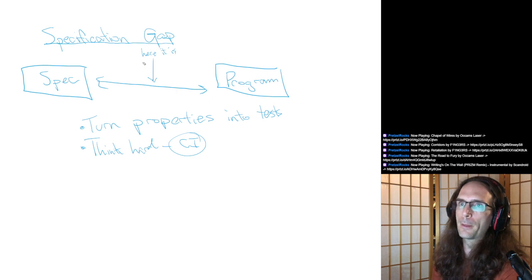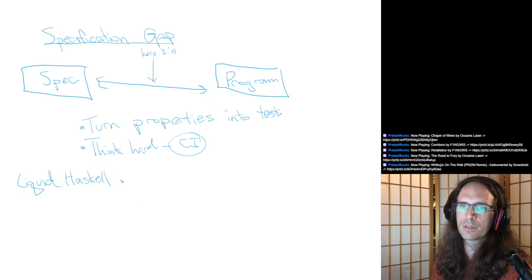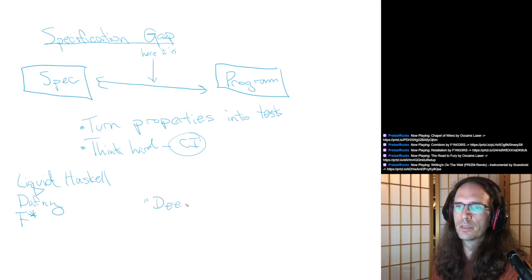So there's other formal spec tools that bring it closer to the program, that close this gap a bit. Tools like Liquid Haskell and other embedded languages like Dafny and F star, things like that. And they try to bring the spec into the language itself, so-called deep spec.